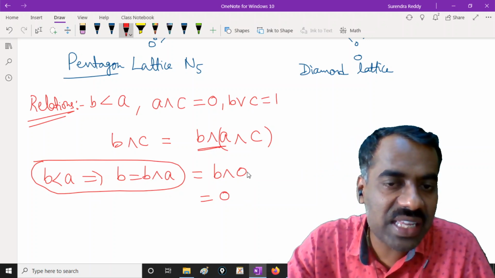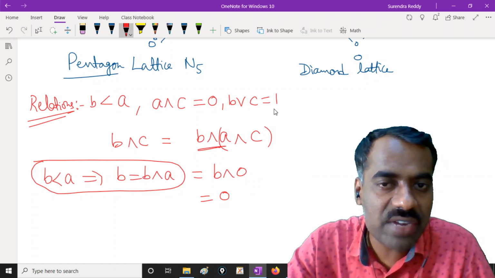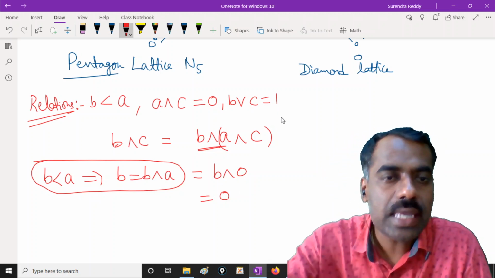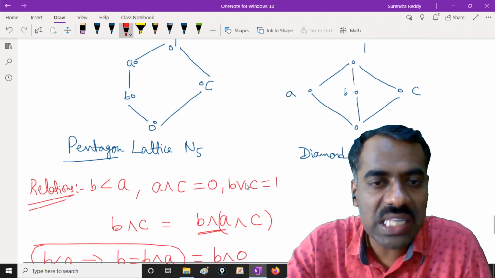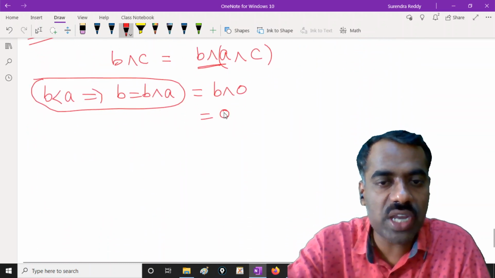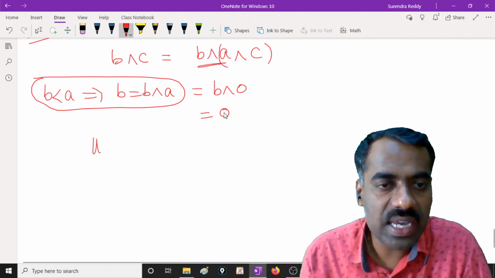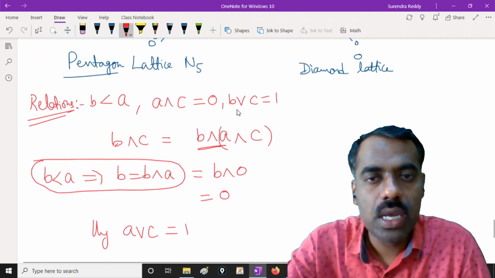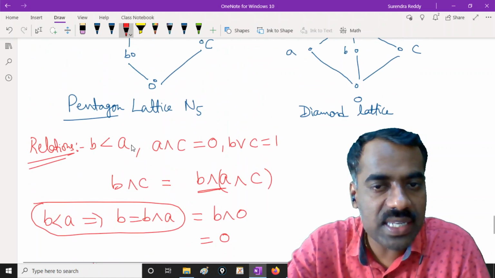0 is in such a way that it meets with every element, you get that one. 1 is in such a way that when you join, you get that one, right? Similarly, you can try for B join C. So you can also check with A join C. Similarly, you can see that A join C is 1. Why? Using this B join C and this relation, you can do it.